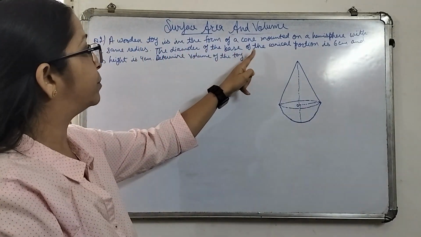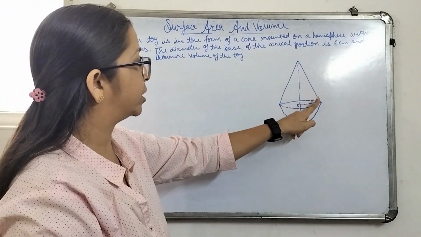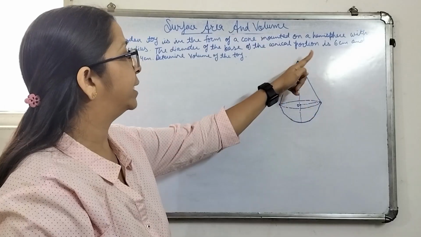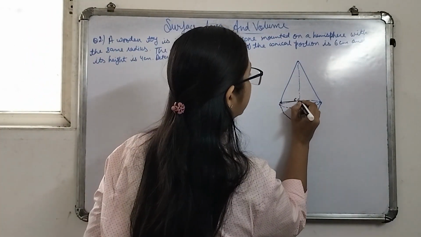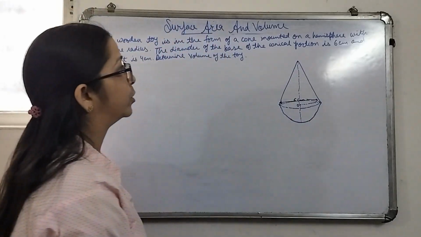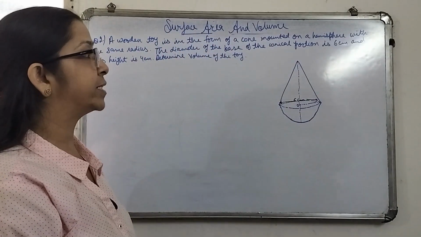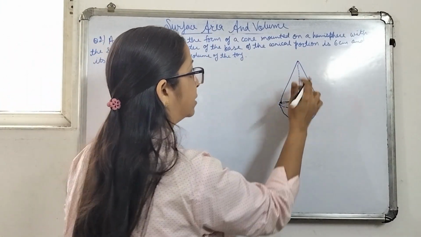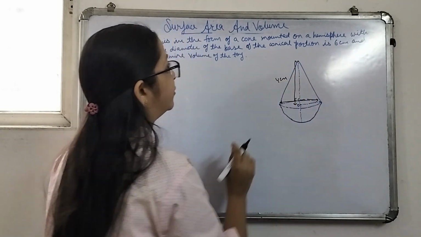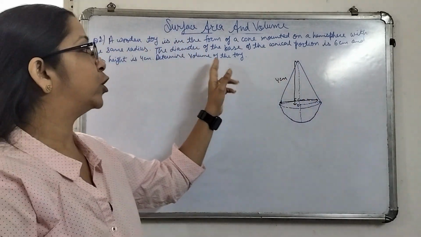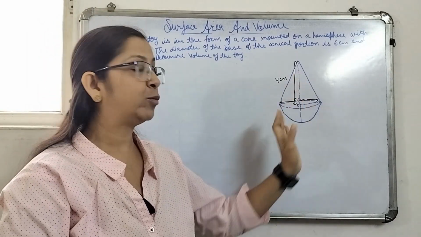The diameter of the base of the conical portion, so this is the base of the conical portion, is given to us as 6 centimeter. That means this diameter is 6 centimeter, and its height, this is the height, is 4 centimeter. Determine the volume of the toy. We have to find the volume of the toy.